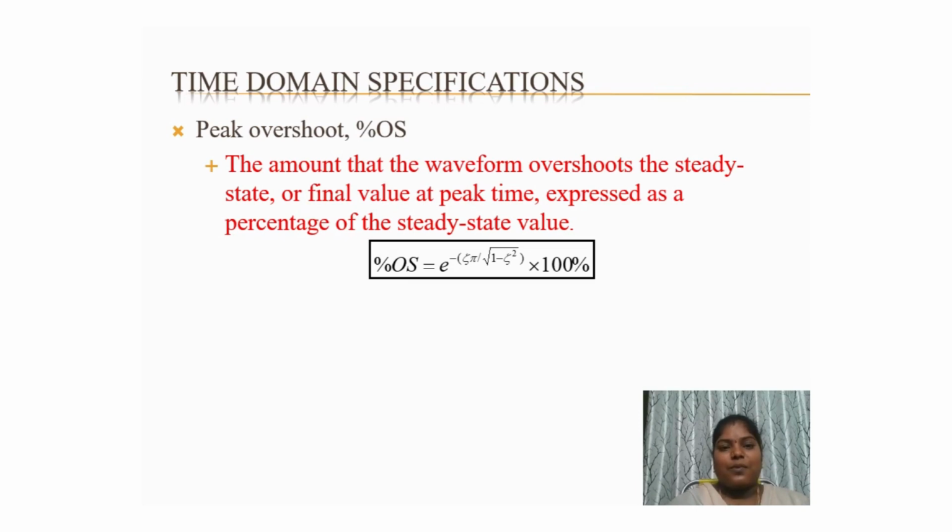From this equation we can obtain percent of MP equal to e power minus (zeta pi by square root of 1 minus zeta square) into 100. This is the formula for percent of MP.